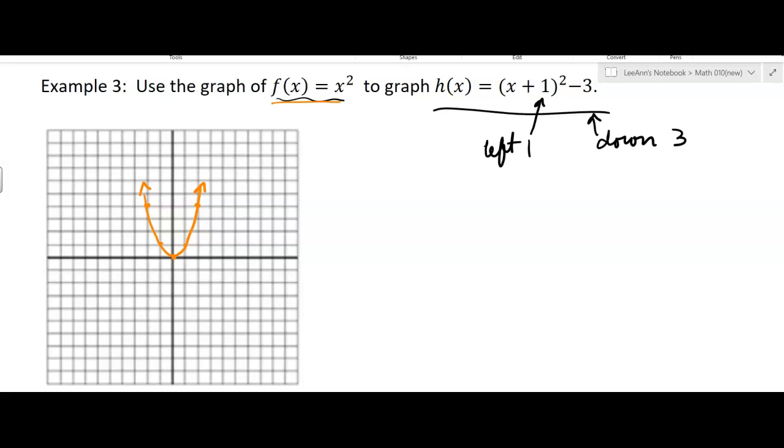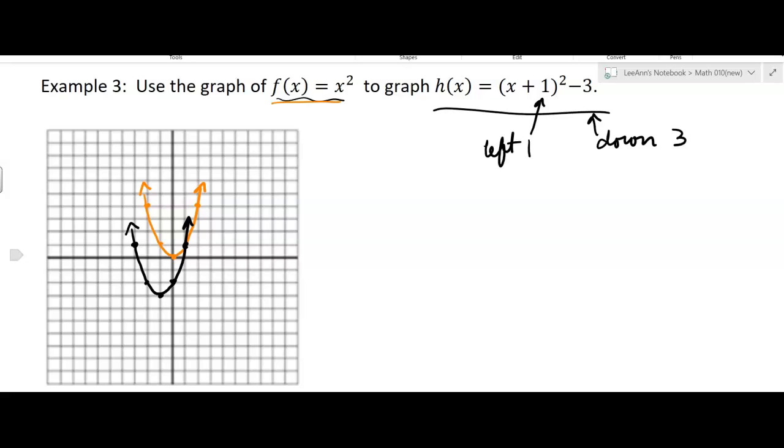Now, you could double check with the table of values. But let's go ahead and graph it, and then I'll show you the table of values. So I'm going to go left 1 unit for each point and down 3. 1, 2, 3. Left 1 and down 3. There it is. Left 1 and down 3, and left 1 and down 3. And so then my parabola is right here.